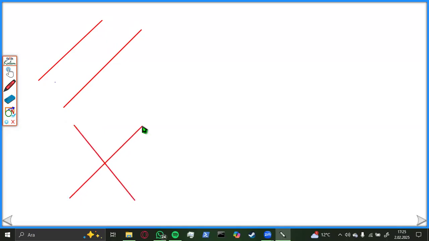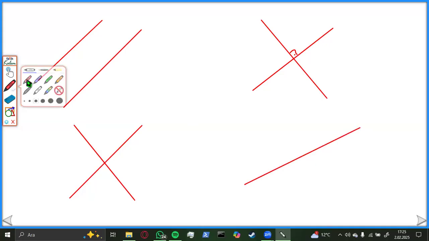Another option is that they cannot be parallel. In that case, sooner or later you are going to see an intersection point between those lines. They can also intersect perpendicularly. And in addition to this, the final option is that these are actually the same lines, but defined differently.